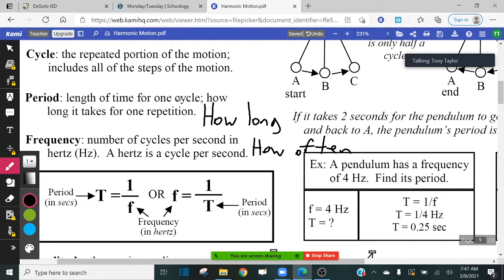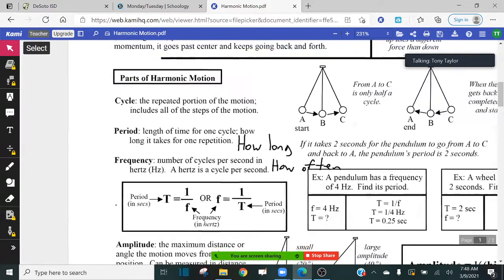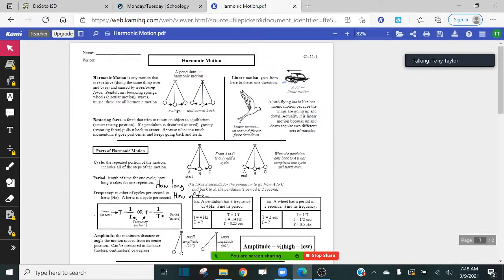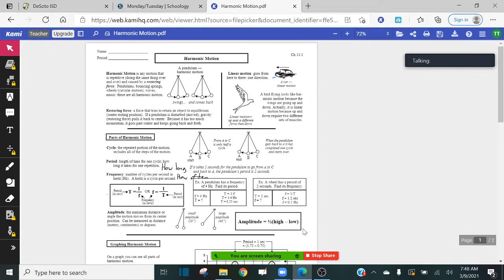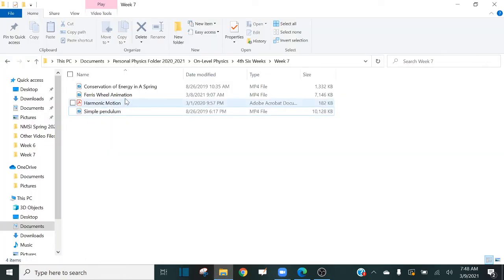One of the things that's important to know is that these two terms are reciprocals of each other, meaning that if you know one, you can easily calculate the other by just using these equations here. And in just a moment, I'm going to show you guys how to do that. But first, let me show you guys how to find period and frequency conceptually. So let me open up this video clip here.